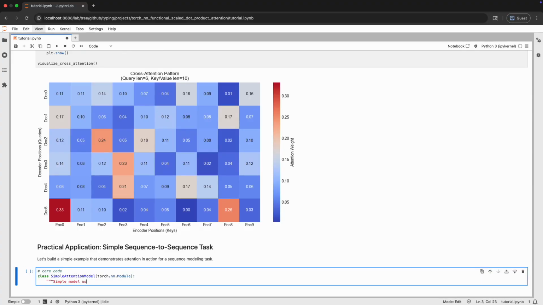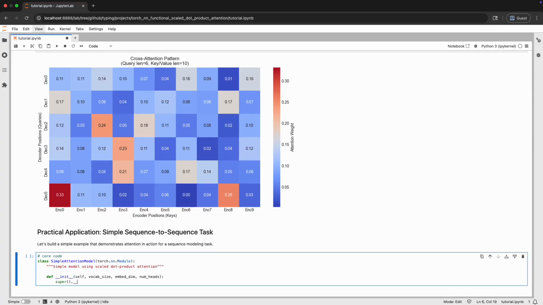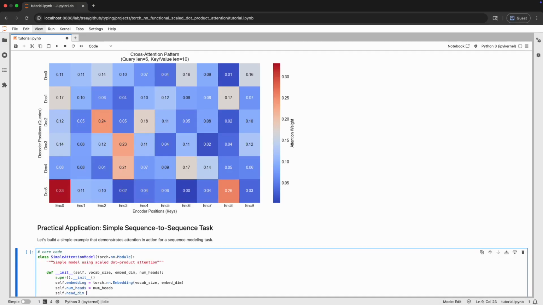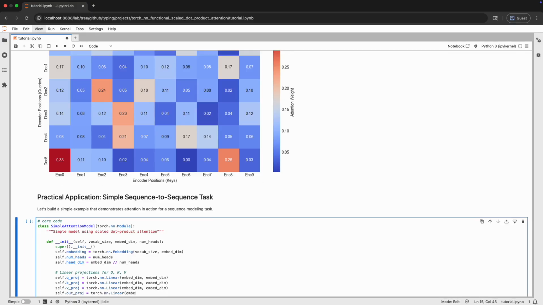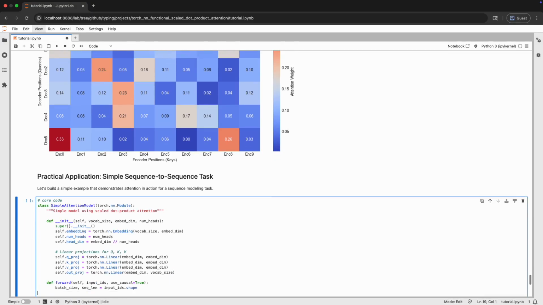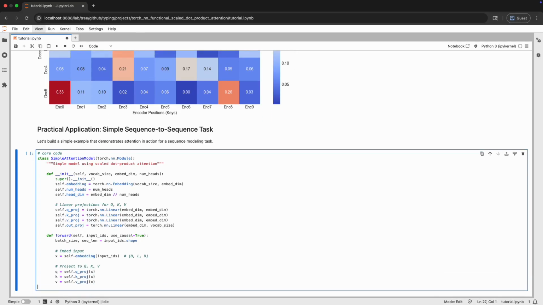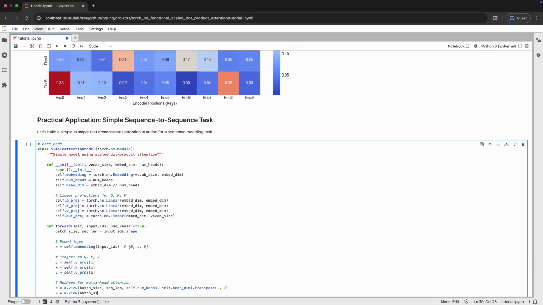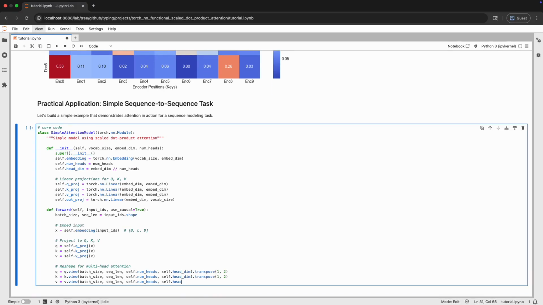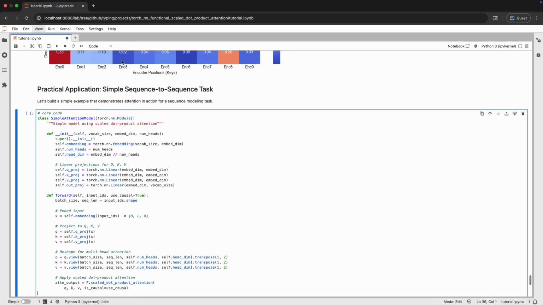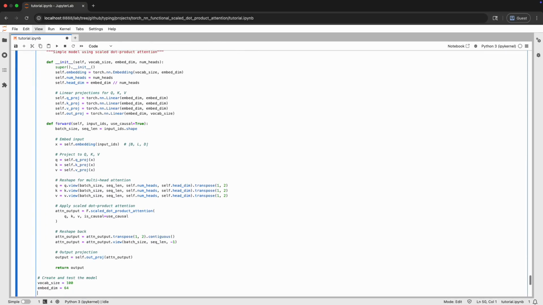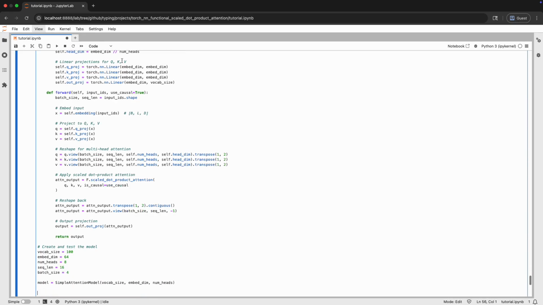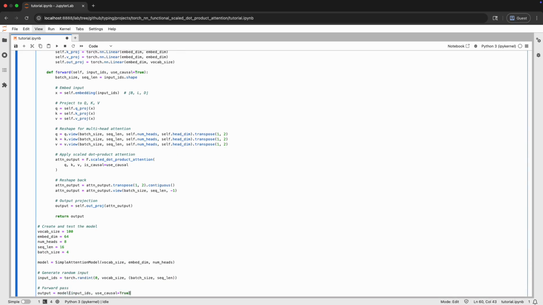Now let's build a practical application that demonstrates attention in action for a real sequence modeling task. I'm creating a simple attention-based model that shows how to use scaled dot product attention in practice. This model has an embedding layer, linear projections for queries, keys, and values, and uses multi-head attention. The forward method embeds the input, projects to QKV, reshapes for multi-head attention, applies our scaled dot product attention function with causal masking, and then projects to vocabulary logits. This is essentially a simplified transformer decoder layer.